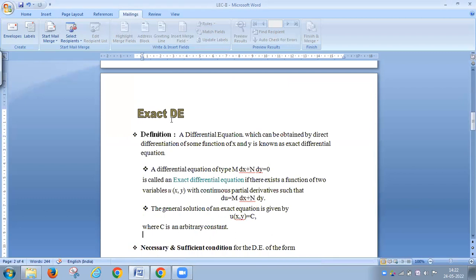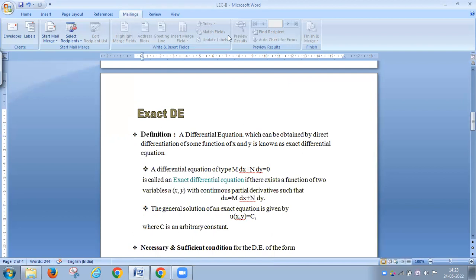This is the definition of an exact differential equation. A differential equation which can be obtained by direct differentiation of some function of x and y is known as an exact differential equation.